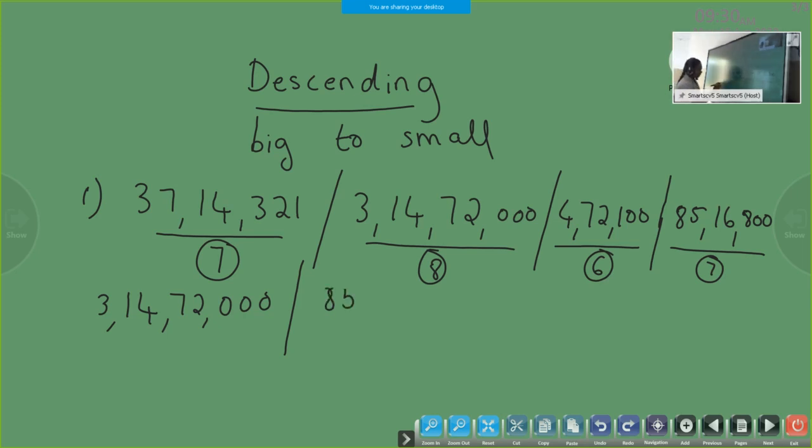85 lakh 16,800. So we have to compare the digits in the leftmost position. One is 3 and one is 8. So out of which is bigger? It is 85 lakh 16,800. Then which is the next bigger one, the next number? So we wrote the biggest one at 37 lakh 14,000, yes, 321. Clear, all of you?